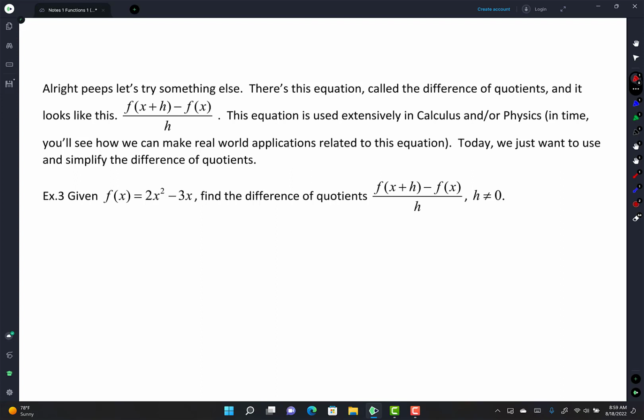But yeah, so in case you're wondering, Chav, I'm never going to see the difference of quotient in my life. If you're going to be a medical doctor, if you're going into the sciences, if you're going into engineering, this is what you're going to be dealing with. Well, this is not all, but part of what you're going to be dealing with.